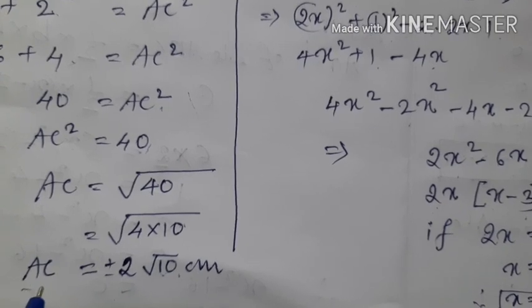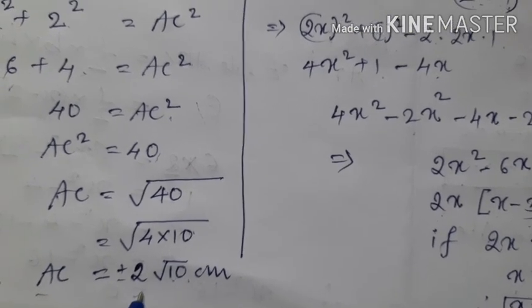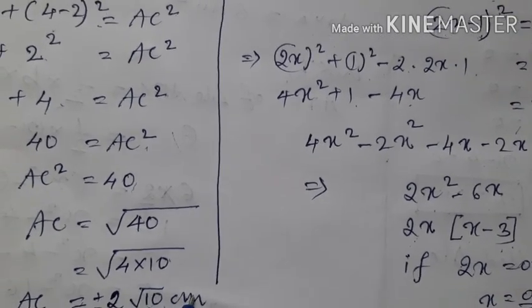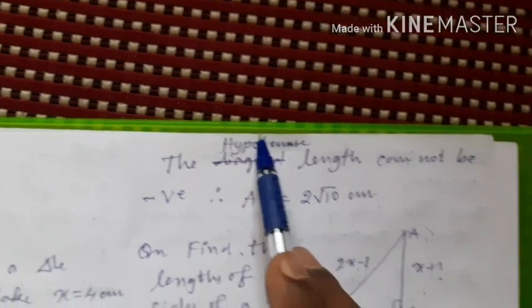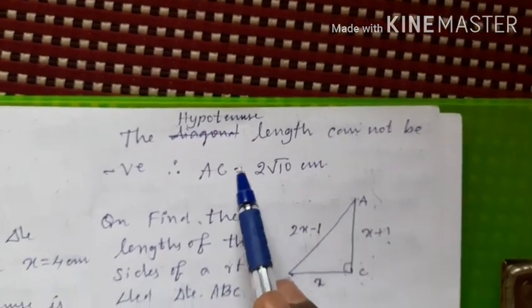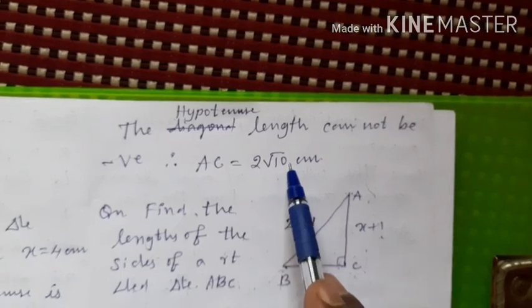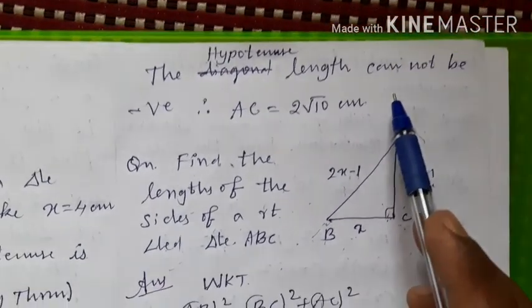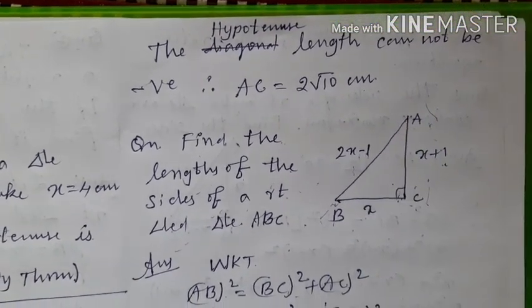But the length of diagonal cannot be negative. So I take AC is equal to plus 2 root 10 centimeter. This is how we find the hypotenuse; length cannot be negative. Therefore AC is equal to 2 root 10 centimeter is the length of the hypotenuse in the given right angle triangle.